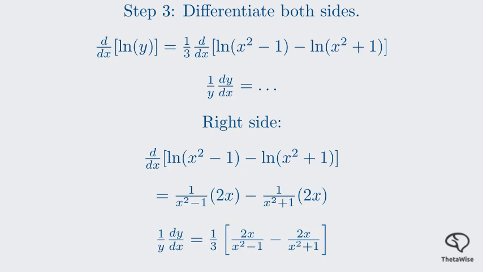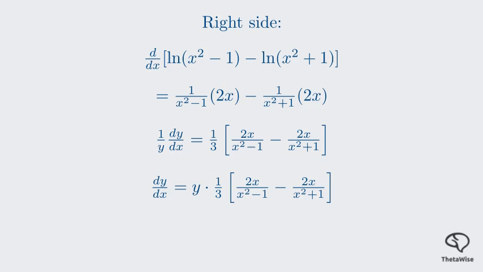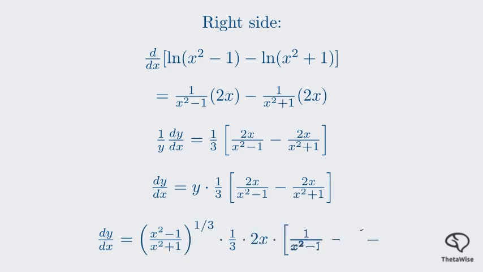Let's start by multiplying both sides by y. So dy/dx equals y times that entire expression in the brackets. But our final answer shouldn't have y in it. We must substitute back the original expression for y. Let's also factor out the common 2x from the bracket. Substituting and factoring gives us this line.